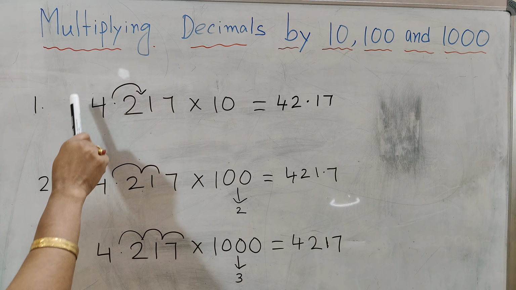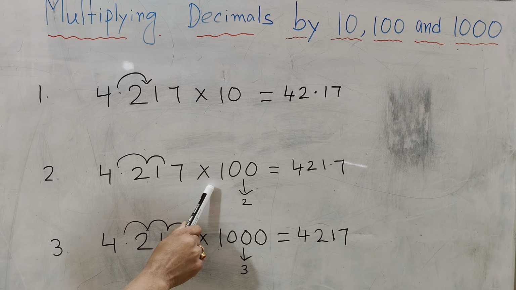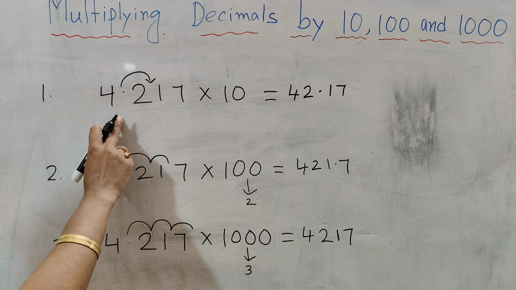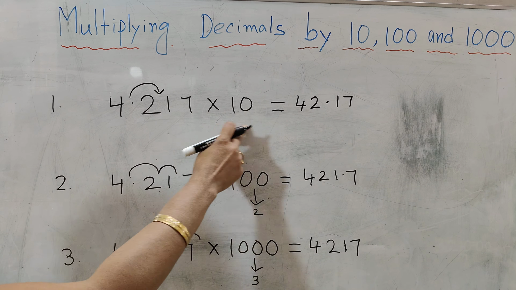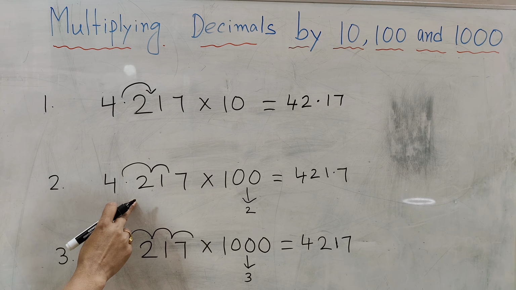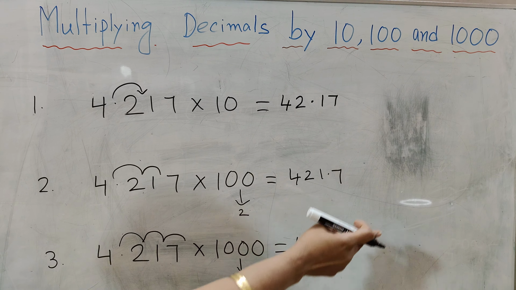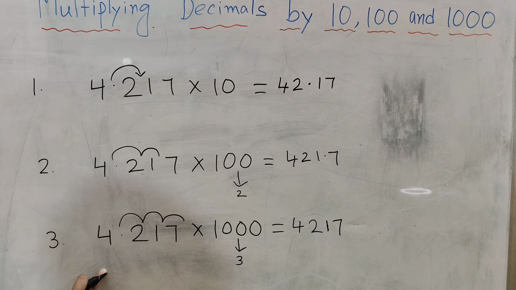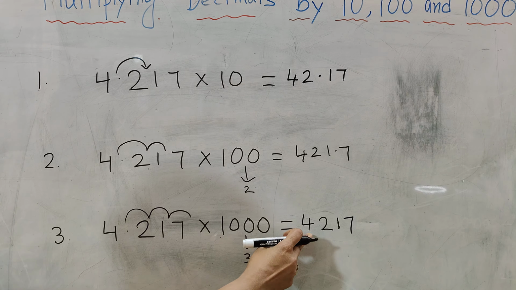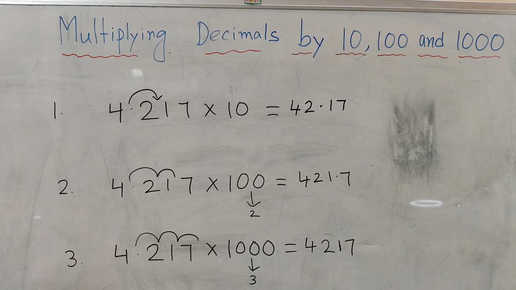Is this clear? See the three sums we solved today. With the same decimal number, 4.217 multiplied by 10, 4.217 multiplied by 100, 4.217 multiplied by 1000. See, in the case of 10, when we multiply by 10, we get the product 42.17. When we multiply 4.217 by 100, we get 421.7. And when we multiply the same number 4.217 by 1000, there is no decimal point. We get the product as 4217. So you can see how the answer is changing.